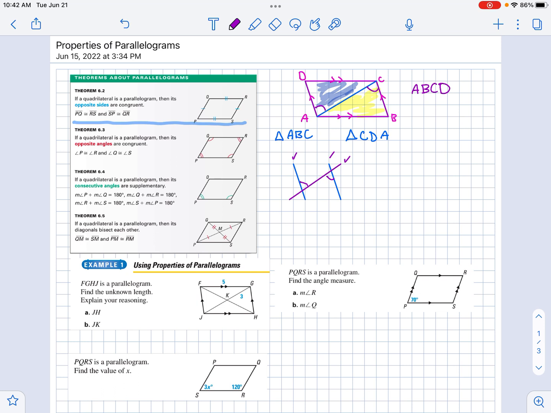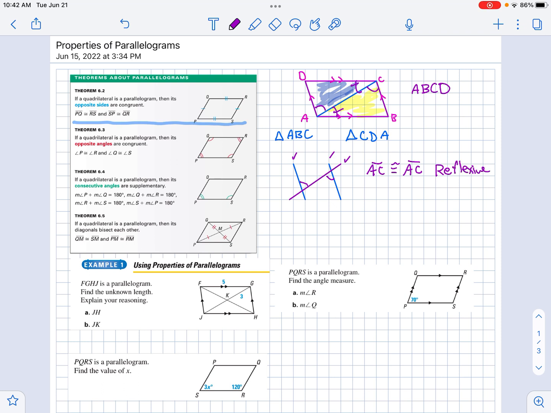Now, you could do the same thing and make two parallel lines cut by a transversal, but this time use DC and AB if you wanted to. And if you did that, you would find that this angle is congruent to this one. So we have these two triangles. And notice that one additional thing is that AC is congruent to itself. And of course, that's the reflexive property.